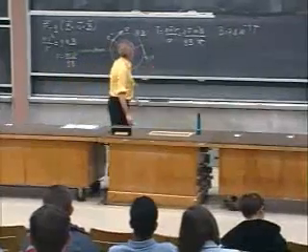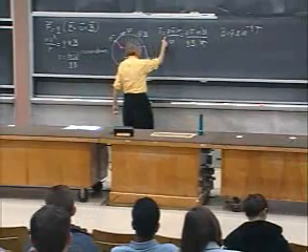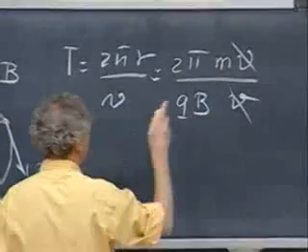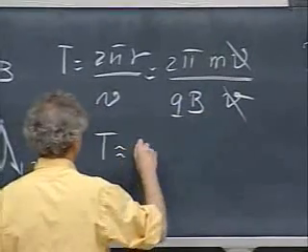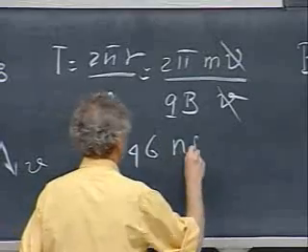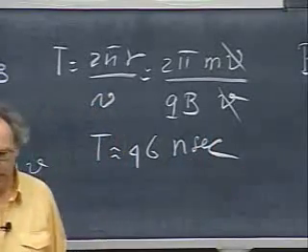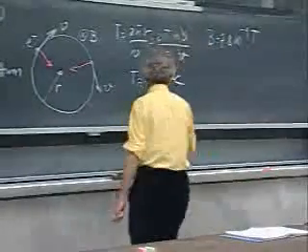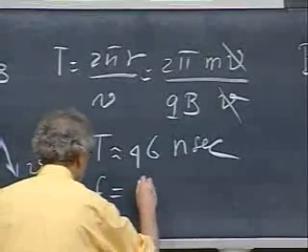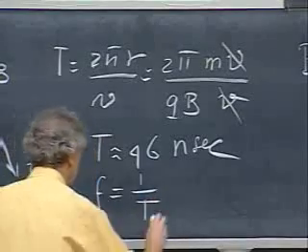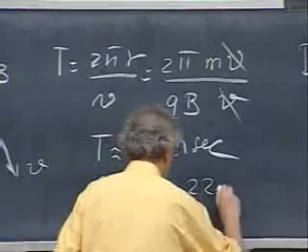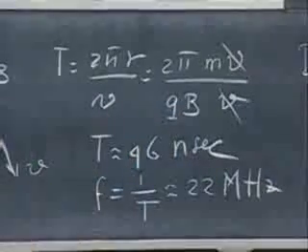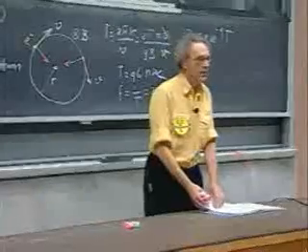If that is the field, I can calculate how long it takes to go around, because I know the mass of the electron, I know the charge of the electron, I know the magnetic field. So in that case, T is about 46 nanoseconds. And so the number of times that it goes around, f, which is the frequency in hertz, is 1 over the period, is about 22 megahertz. So it goes around this electron 22 million times per second.